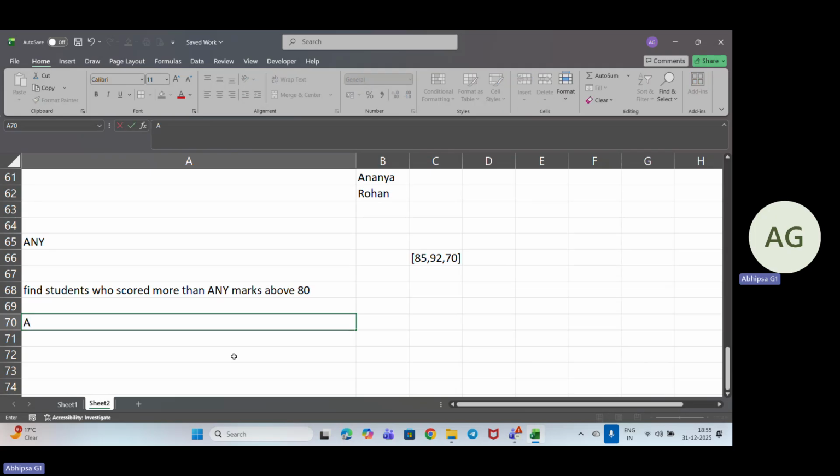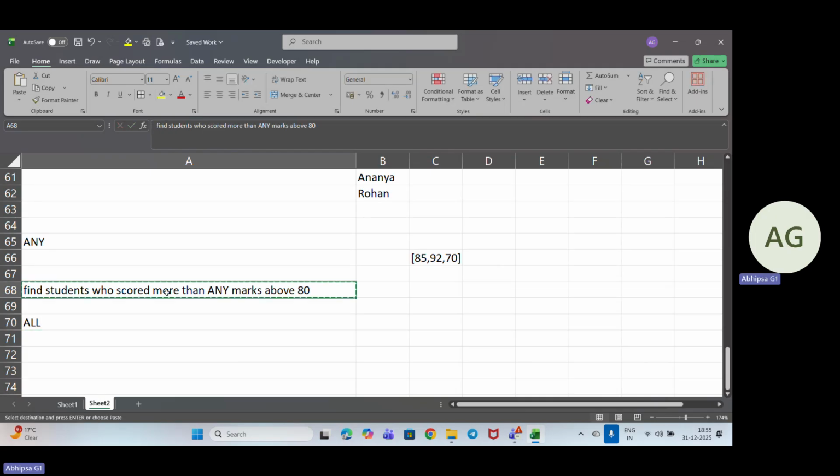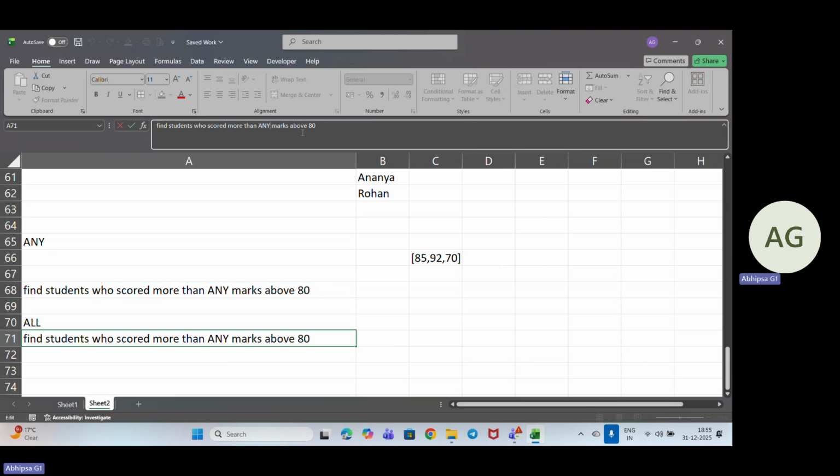Now coming down to ALL, which means compare with every value in the list. The condition must be true for all of the values. Now using the same marks list, we have to find out more than all marks of 80. This should be ALL. In contrast to ANY, we will be getting ALL.